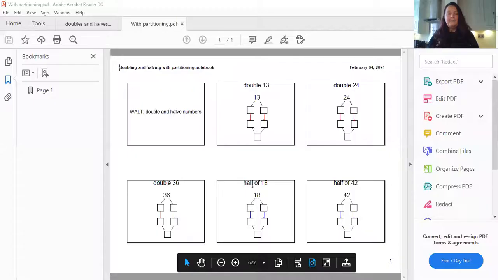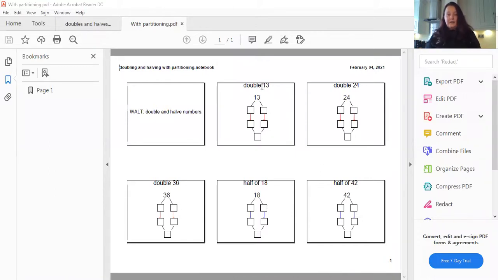So the first thing I'm going to share with you is halving with partitioning. So let me show you that first. Now, halving with partitioning. This is particularly useful when you've got bigger numbers such as 24, 42, 18, 36. Always look at the top at the instruction it's asking you. So double, double, half, half, double. Now the easiest way to do this is to partition the numbers, the tens and the ones. I'll show you this on my board now.